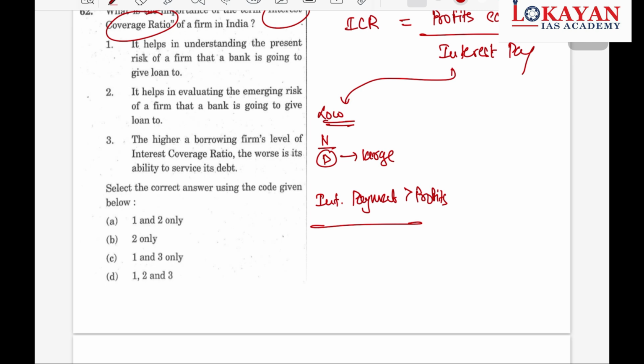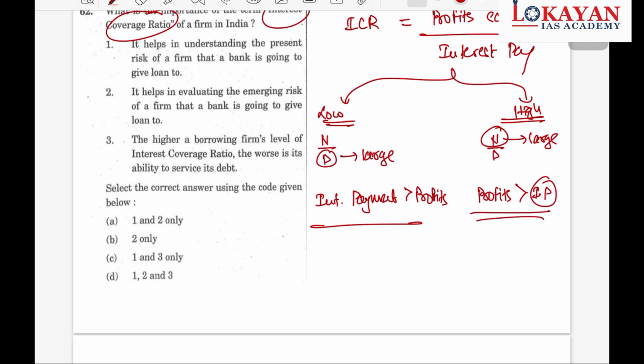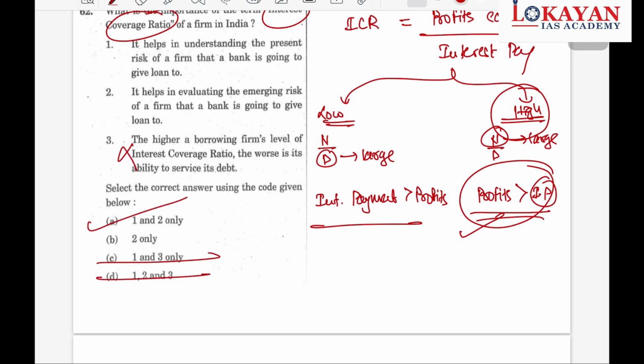Now see the second scenario. If interest coverage ratio is high, so numerator upon denominator, this ratio is high, so numerator is large, which means profits are more than interest payment. Now just think logically, which one is the scenario where the firm is in a better position to pay the debt? Obviously the second scenario, because here profits are more than the interest payment. So whenever there is a higher interest coverage ratio, the firm's ability to pay the debt is good. So this is an incorrect statement. So element 3 is incorrect, and your answer is A, 1 and 2.